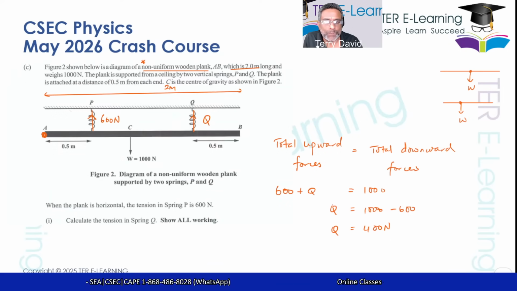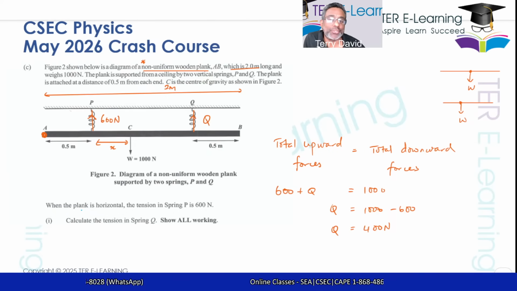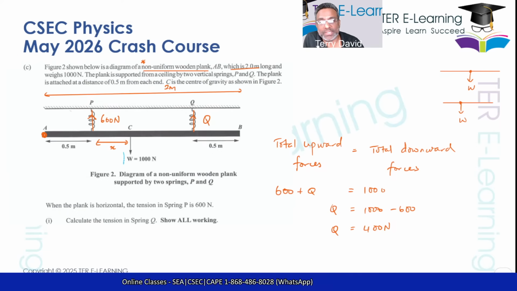Where is P? You want to work out this distance here, so let's call that x, because that's what you want to work out. So if we take moments about the point A here, you have to look at all the forces acting on the plank and figure out whether it's a clockwise moment or an anti-clockwise moment. First of all, this W here, because this is your pivot, it's going to rotate clockwise. This tension of 600 here is acting upwards, so it's going to rotate anti-clockwise. This Q is also upwards, so it's going to rotate anti-clockwise. Those are the three forces acting on the plank here.